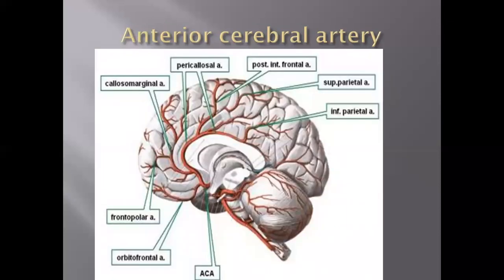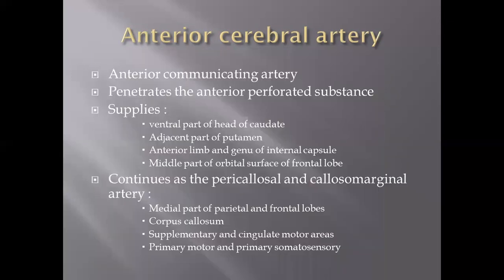Then if you look at the other terminal branch, which is the smaller one, it's the anterior cerebral artery. Right. And the two anterior cerebral arteries are going to be joined in the midline by what is known as an anterior communicating artery. Right.